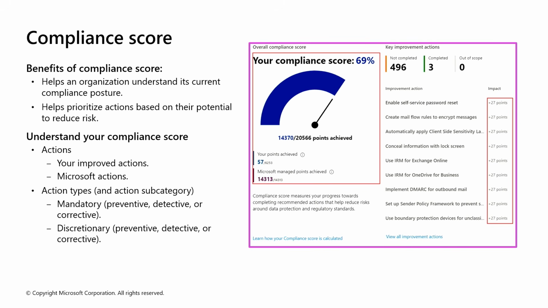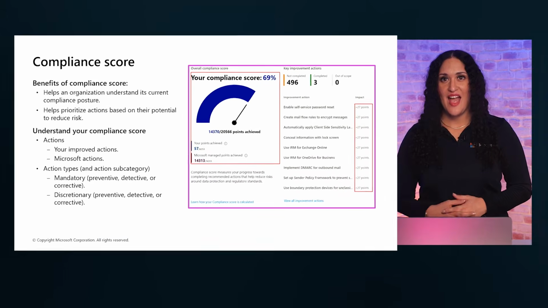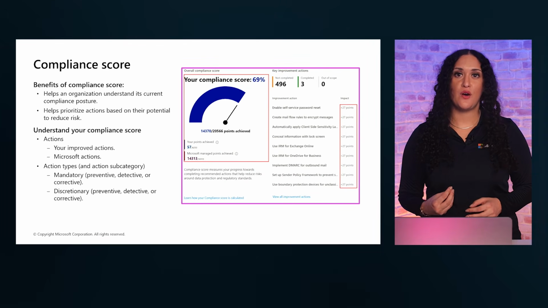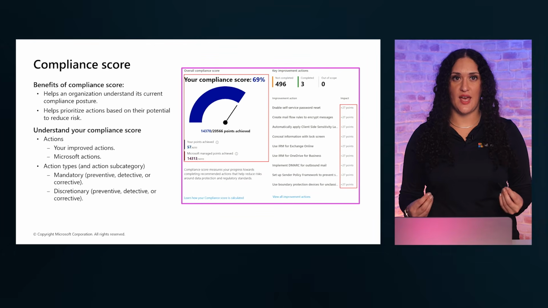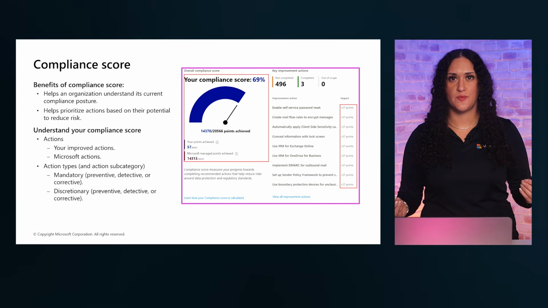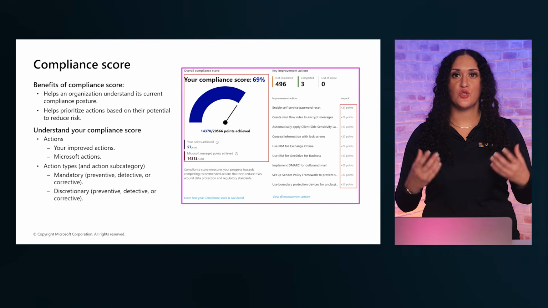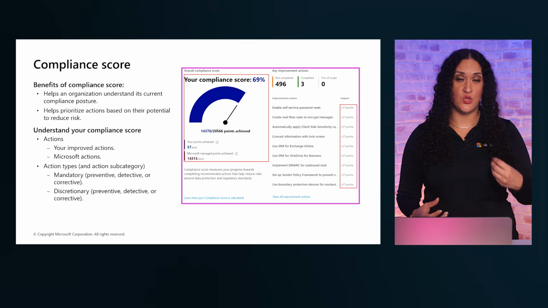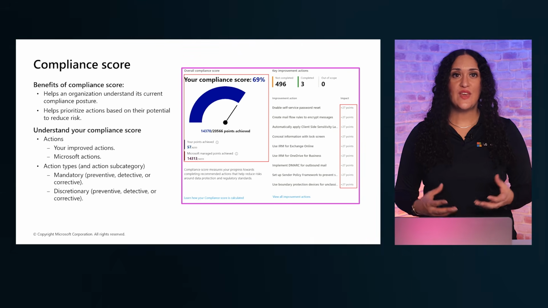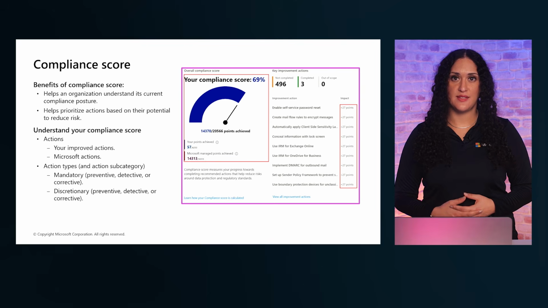Compliance is indicated by the compliance score. It's a simple way to see how well we are doing, right? How well an organization is meeting its compliance obligations, let's say. The compliance score represents progress in completing recommended improvement actions across regulations and standards. It combines actions that Microsoft manages with actions the organization is responsible for, giving a shared responsibility view of compliance.